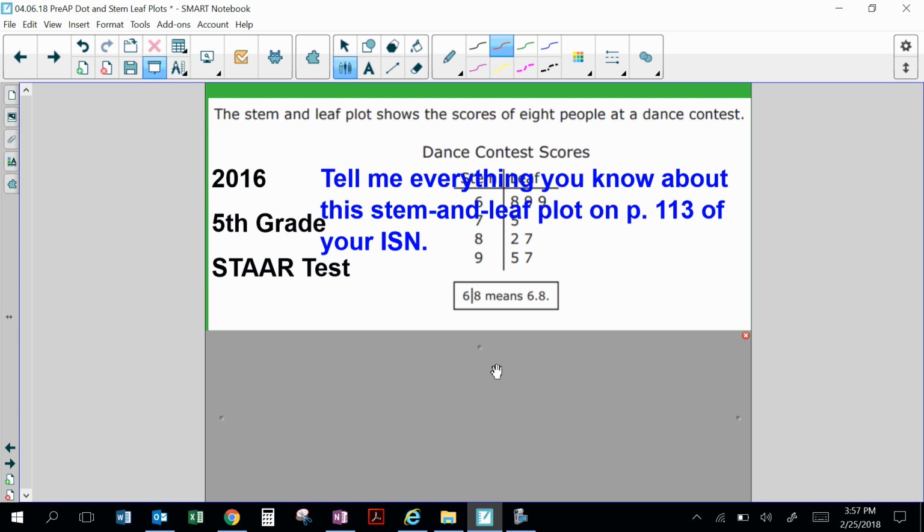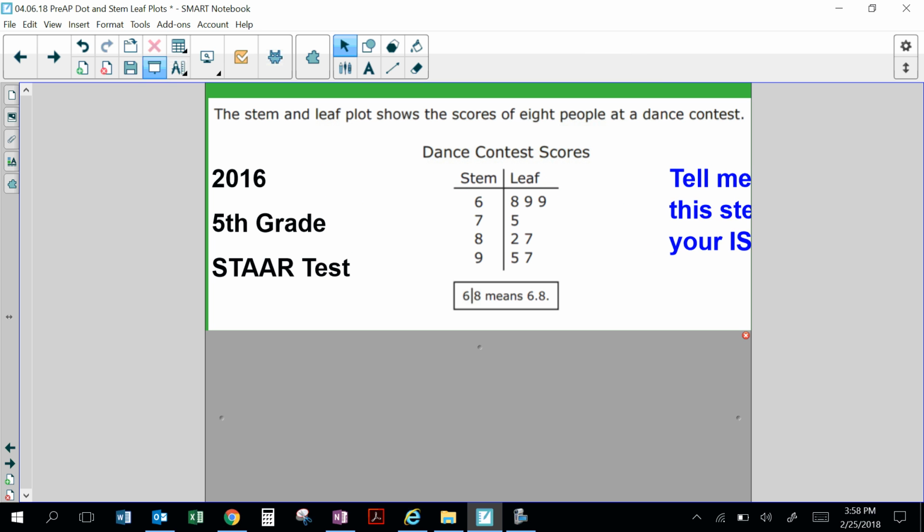We're going to be looking at a question that was given to fifth graders about 2 years ago. This is a stem and leaf. In fifth grade, you did learn stem and leaf. Can you tell me how to interpret this? The stem and leaf plot shows the scores of 8 people at a dance contest. Here are the scores of 8 people. 6|8 means 6.8. So the scores are 6.8, 6.9, 6.9, 7.5, 8.2, 8.7, 9.5, and 9.7.